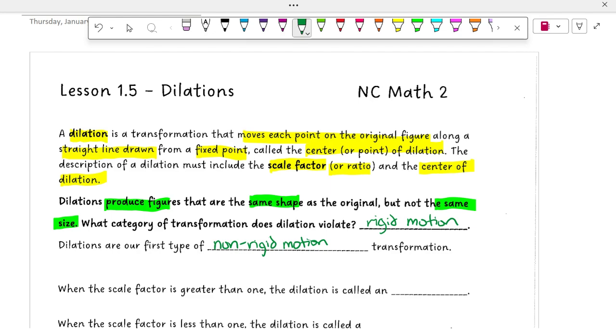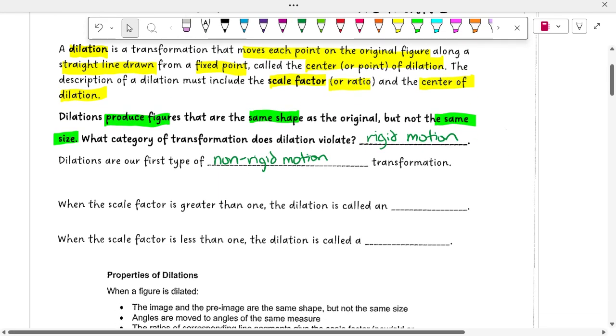So, now, let me ask you guys this. If rigid motions create congruent figures, what type of figures does dilations create? Well, non-congruent, but technically, what's the term for it? So same shape, different size. What's the term for that?